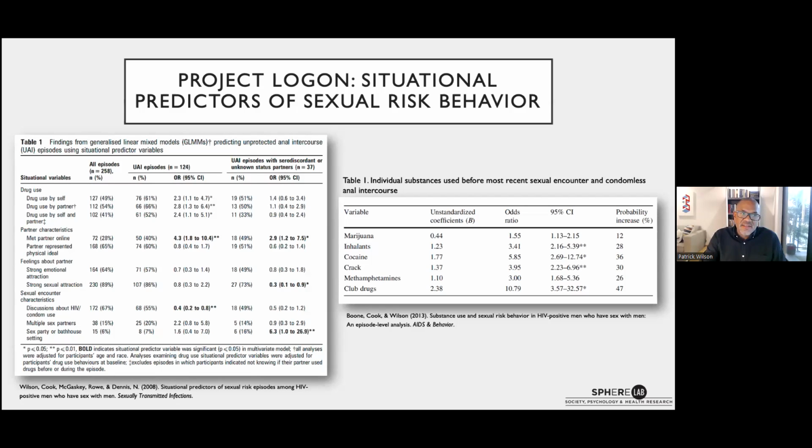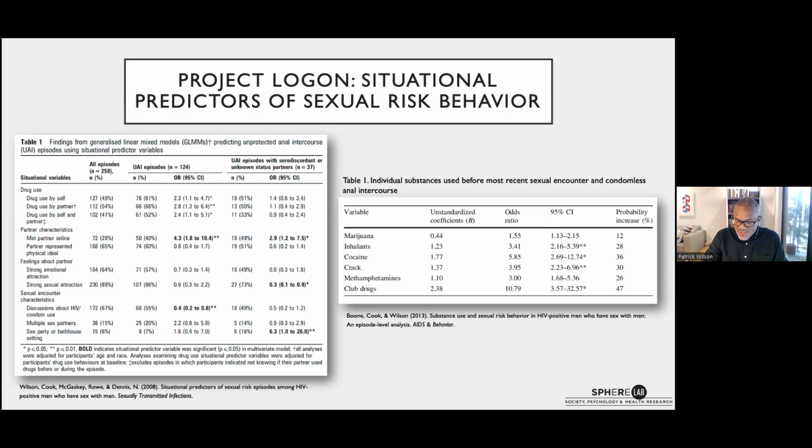And these were sort of in directions that you may expect, although one of the things that was always curious to us is that feelings about partners like strong sexual attraction, which you might think would lead to or be related to more risk behavior, actually seem to be related to less. And again, that's something I'd like to get back to because we've looked at this in other studies now.